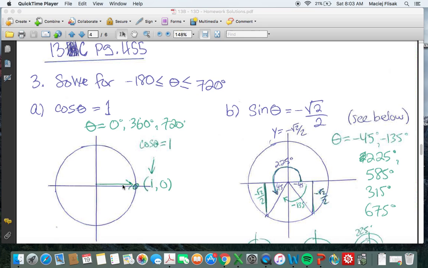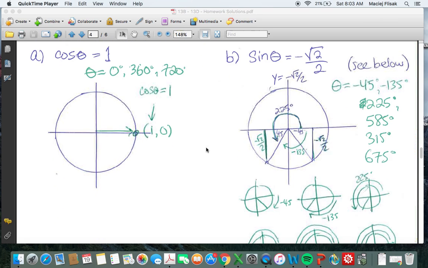And also, can we get there in a negative direction? This was positive. If we go this way, negative, but we'd have to come all the way. So it would have to be negative 360. But negative 360 is beyond what it gave us here. So that's not one of the possible answers within this domain. So there's our 3 answers.